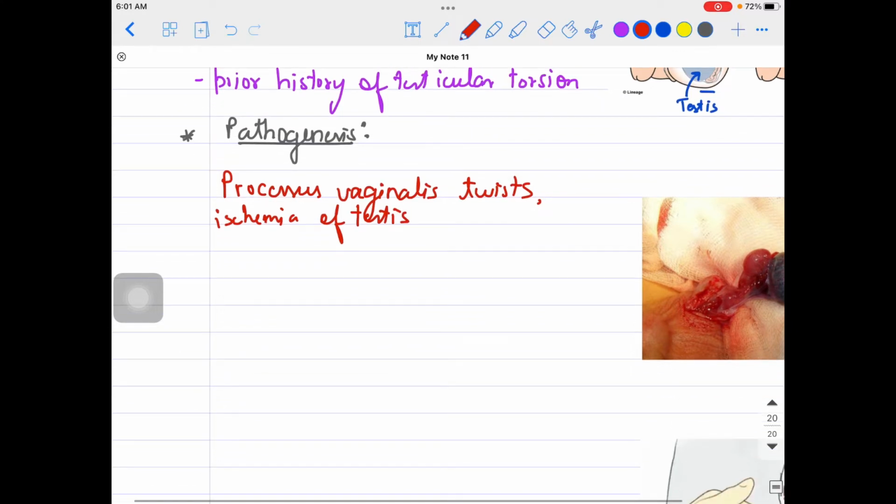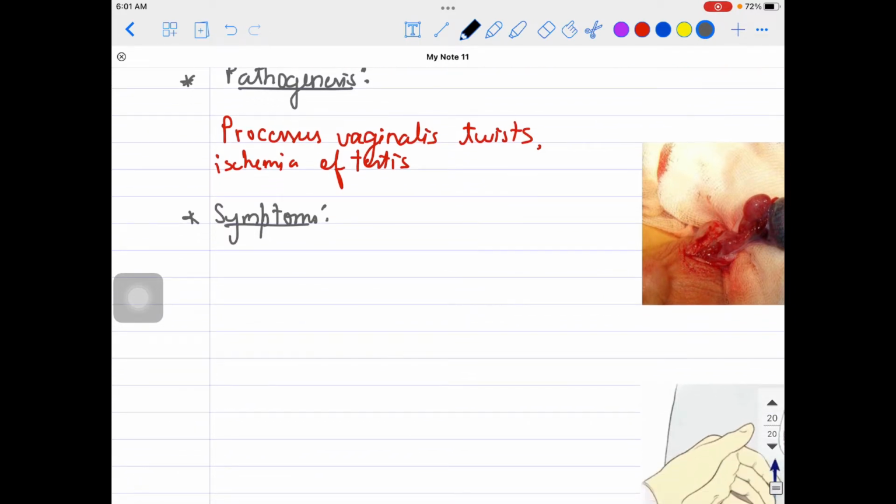Now, basically what will be the signs and symptoms? If we talk about symptoms of such patients, they will be very clear. The primary symptom: there are two cases here. Either it can be seen in the neonates or in the adolescents. In the adolescents, there would be severe pain unilaterally. In the unilateral scrotum there will be an acute onset and severe pain.